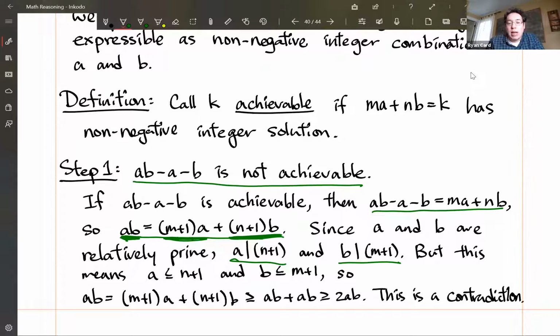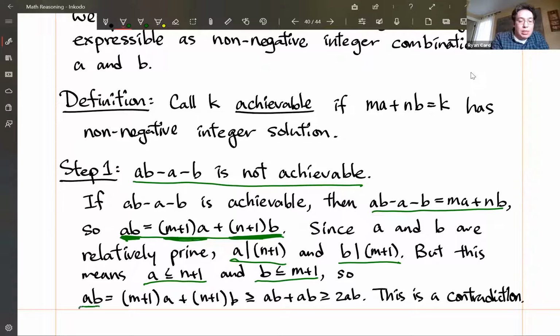But this means that if a divides n plus 1, then a has to be smaller than n plus 1, and b is less than n plus 1 as well. Or they don't have to be less, they could be equal. So it's less than or equal to those numbers. So we have a is less than or equal to n plus 1, and b is less than or equal to n plus 1. But that's actually enough to get a contradiction.